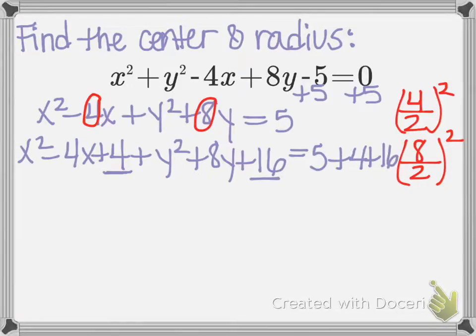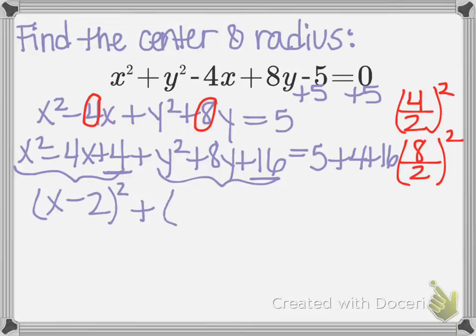Okay, so now, like when we complete the square, this is going to turn into a squared binomial with x, and this one will turn into a squared binomial with y. So you'll start seeing standard form come into place. This will be x plus 2, since 4 divided by 2 is 2. I keep my plus sign, and this gives me y plus 4, since 8 divided by 2 is 4. And on the right-hand side, I'm just combining. So 5 plus 4 plus 16 gives me 25.